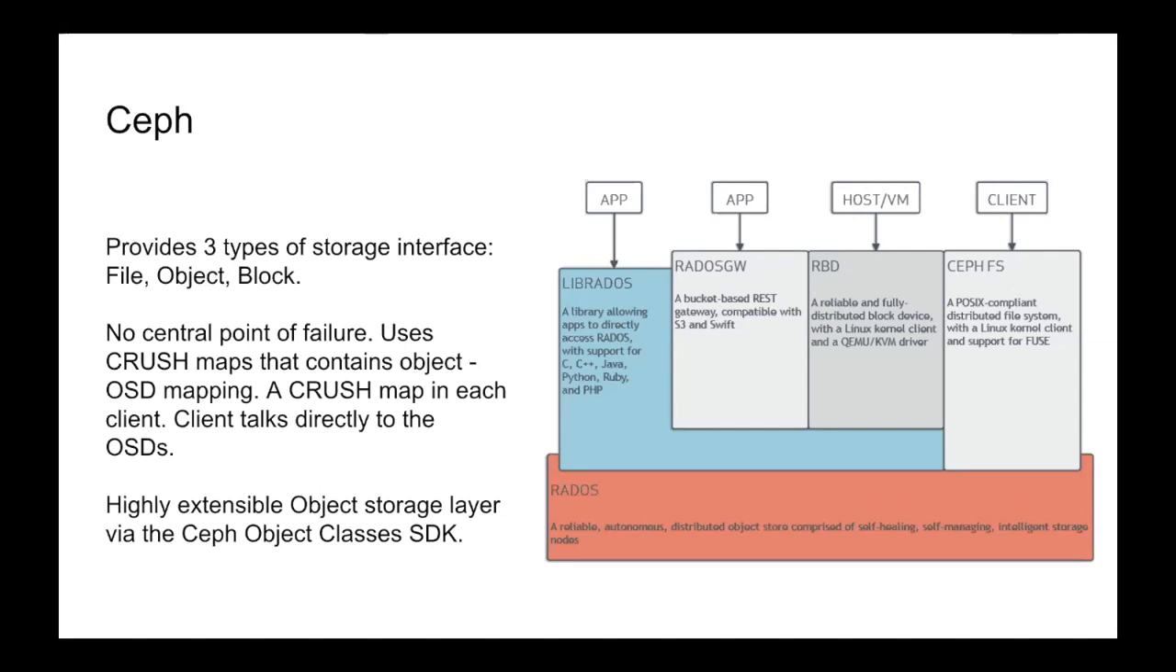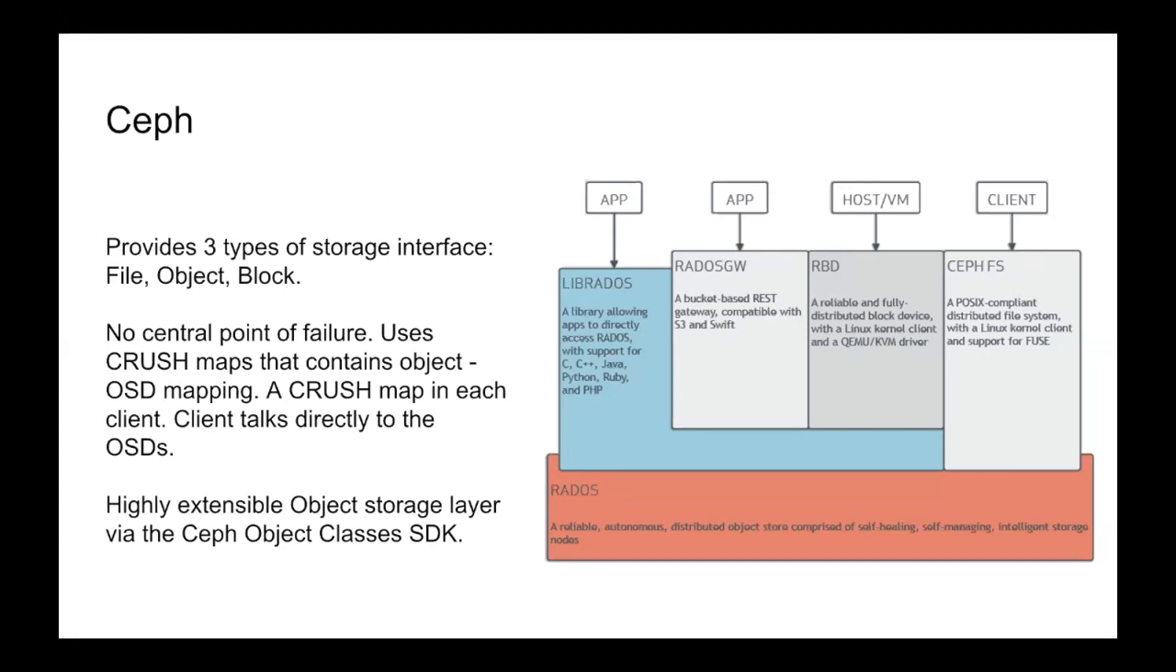At its core, Ceph is an object storage system, and it has three types of interface for users. One is a file system interface, a POSIX interface. One is an S3-like object storage interface, and another is a block device interface.